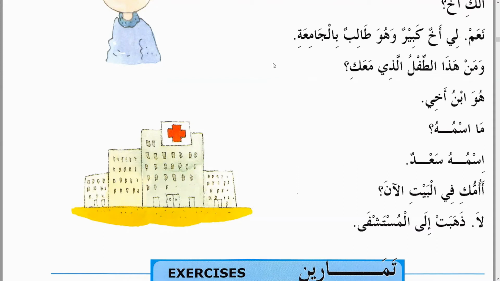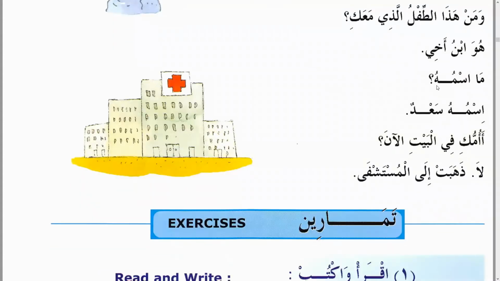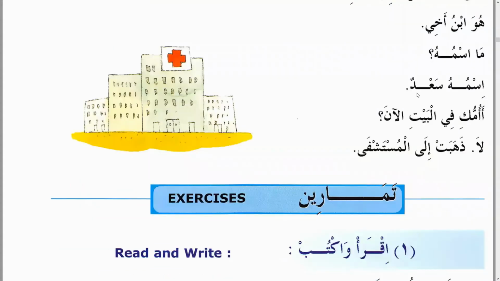Again, we learned this hamza is called hamzatul wasl. We learned in the previous lessons that we say huwa ibnu akhi. We won't stop in between. We join it and skip reading it: huwa ibnu, if something comes before it. If there's nothing before it, we say ibnu akhi, and we give it a kasra. Huwa ibnu akhi. He is the son of my brother. Again, mudaf and mudaf ilayhi. What's his name? Ismuhu Saadun. His name is Saad.